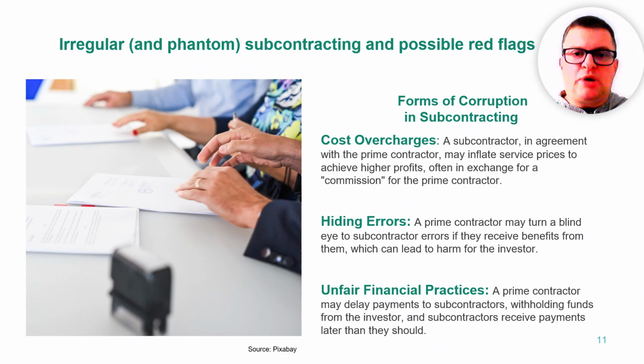Unfair financial practices. Another common issue is when the prime contractor delays payments. They hold back money that should go to the subcontractors, meaning those subcontractors get paid much later than they deserve. This also keeps funds away from the investor for longer than necessary.